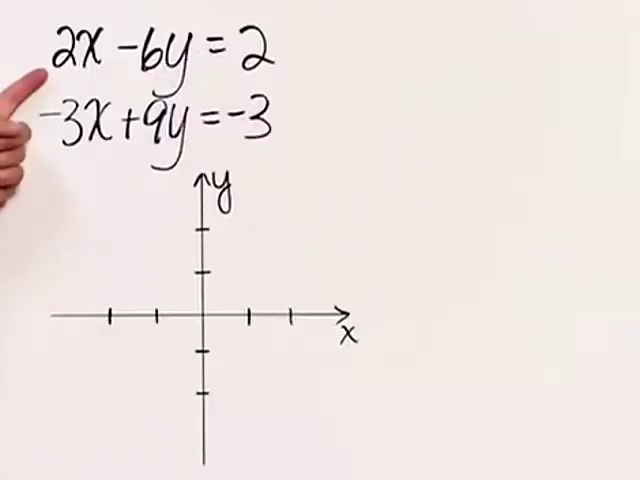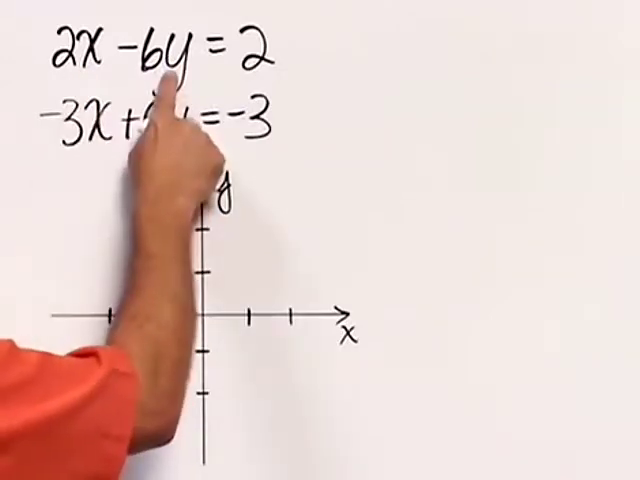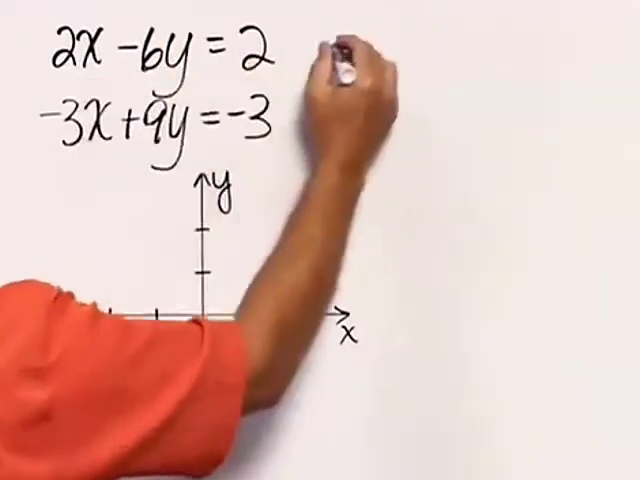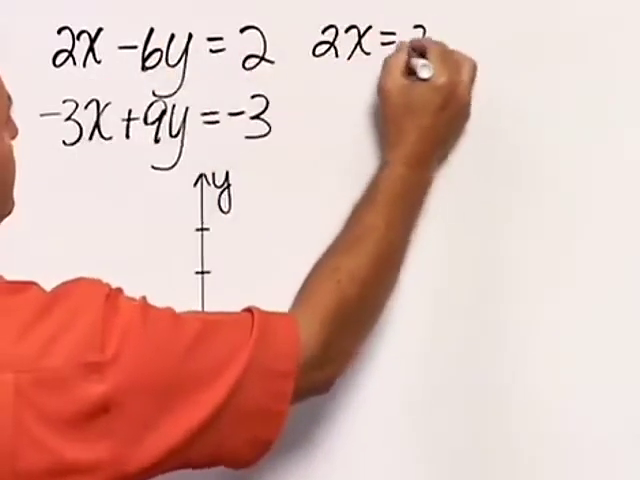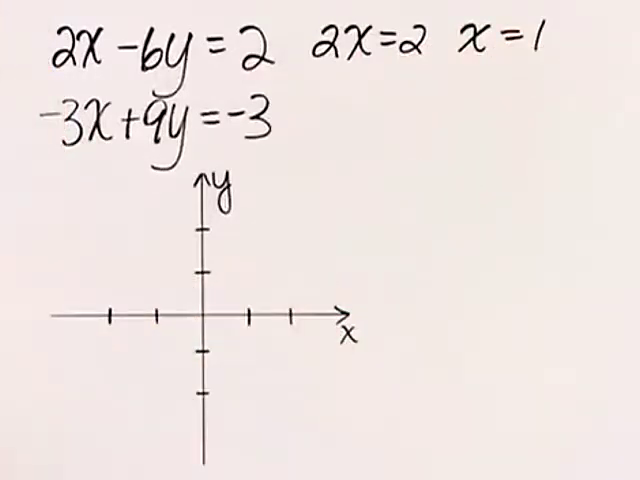We have the system 2x minus 6y equals 2 and negative 3x plus 9y equals negative 3. Let's graph the first one by finding the x and y intercepts. For the x-intercept, we set y equal to 0. But 6 times 0 is 0. So we would have 2x equals 2, and therefore x equals 1.